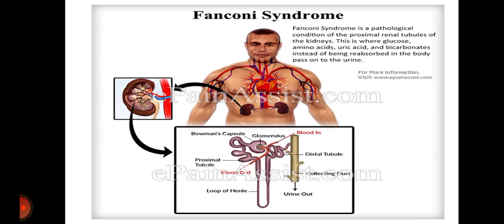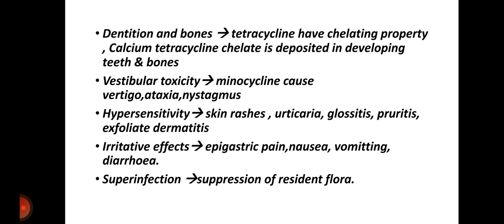What is Fanconi syndrome? Fanconi syndrome is a pathological condition of the proximal renal tubules of the kidneys. This is where glucose, amino acids, uric acid and bicarbonate, instead of being reabsorbed into the body, pass on to the urine. Clear? Okay, let's continue the adverse effects.